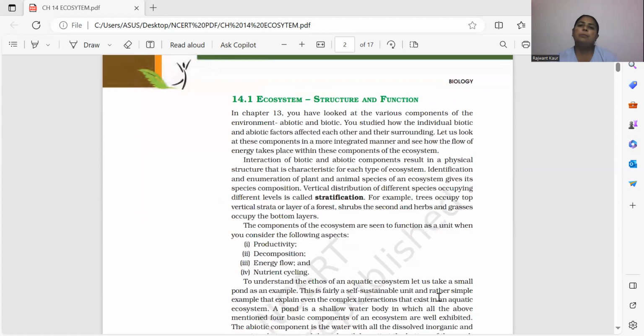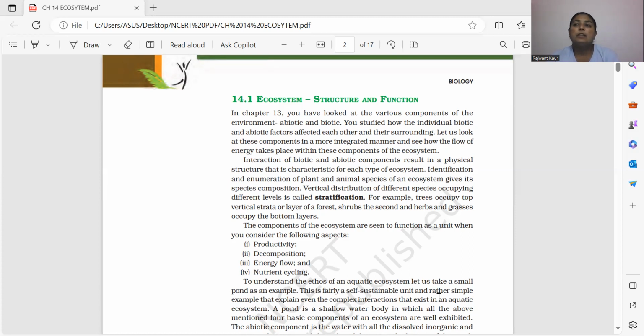So see the first topic in your chapter, that is ecosystem structure and function. Here, as we know, in an environment two types of components are there. Some are called abiotic components and some are called biotic components. As the name itself indicates, abiotic components means physical factors that are present in a habitat. It may be different types of climatic conditions, or it may be soil, water, whatever is present in the habitat. These are known as the abiotic factors.